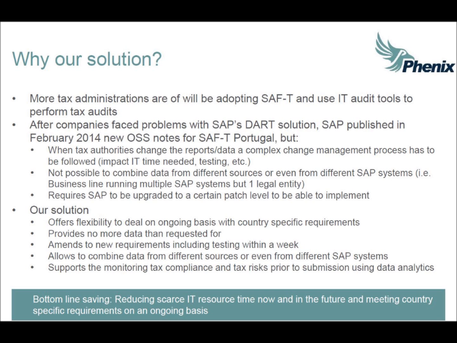To summarize what we just have shown you, this is our global solution for complying with the OECD SAF-T standard, which has different benefits for the different stakeholders. For the tax department, this solution supports the timely submission of tax reports and also controlling that no more data is provided than requested for. It also supports the strengthening of internal controls by analyzing proactively whether any tax risks is present in your data before submission. For IT, the benefit is that no changes have to be made to your SAP system.